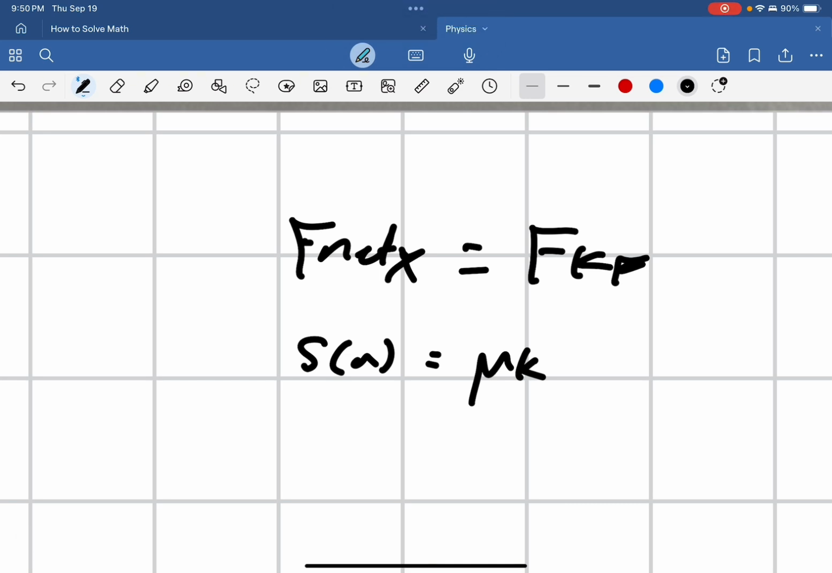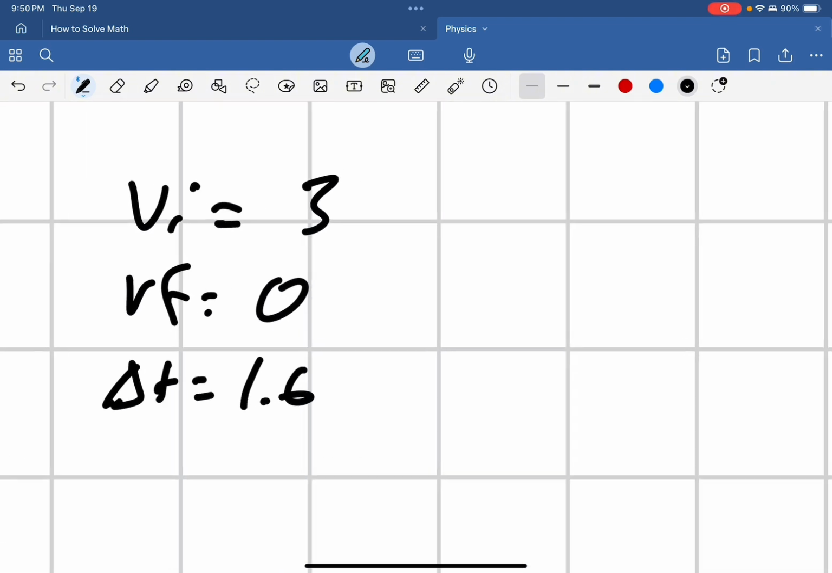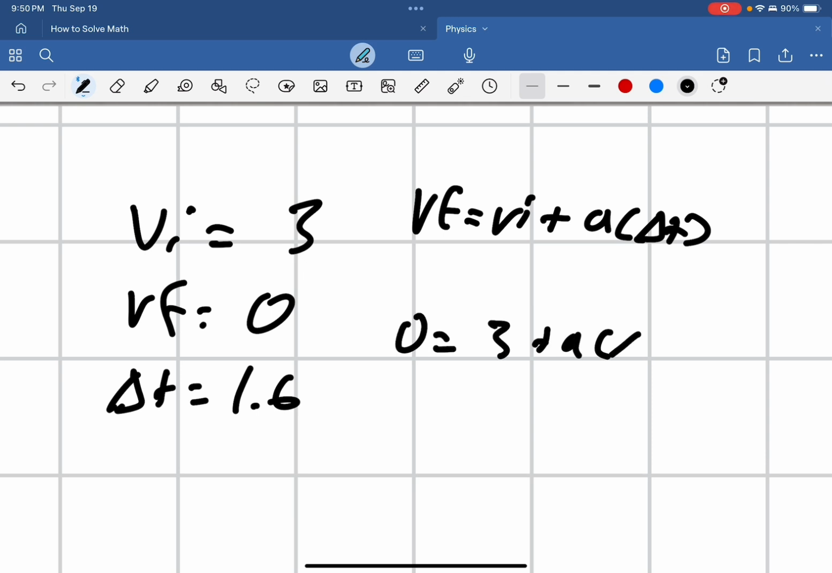times Fn, which is just 50, right? But we don't have a. We need to solve for a first. So we're going to use this equation right here where Vf is equal to Vi plus a times change in time. So Vf is going to be 0, equals 3 plus a times change in time. We know what change in time is, 1.6. So negative 3 is going to equal a times 1.6.